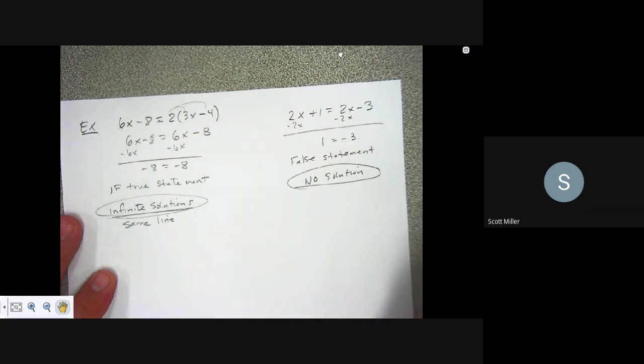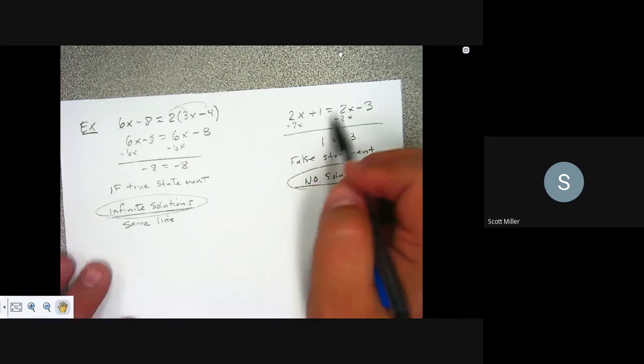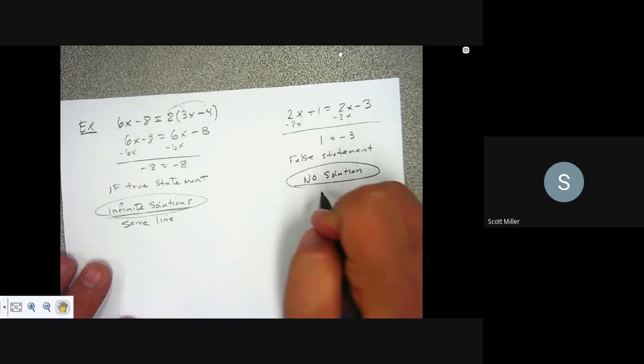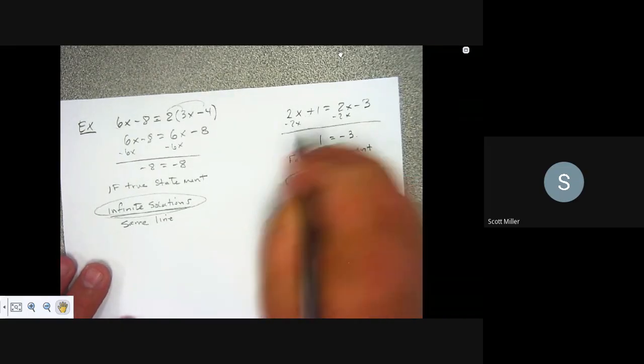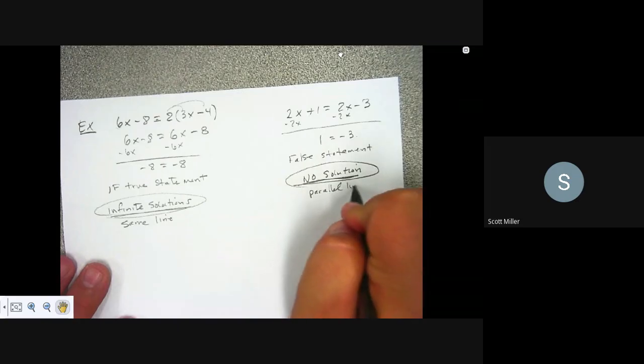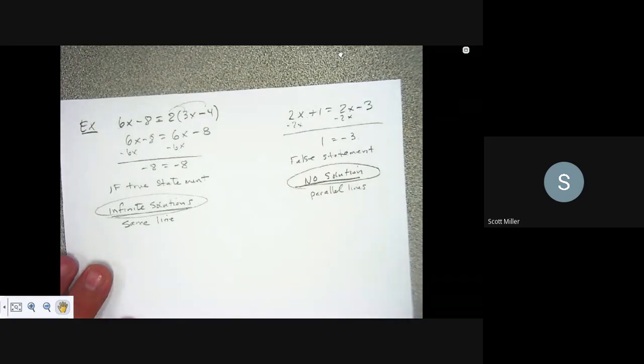No solution. Why? Because if I graph both of these as lines in a coordinate system, they will be parallel. You have no solution because they never intersect, because they are parallel. So that's what happens when you solve these out.